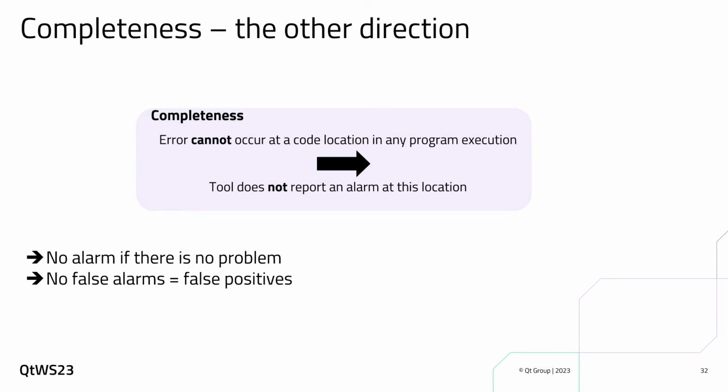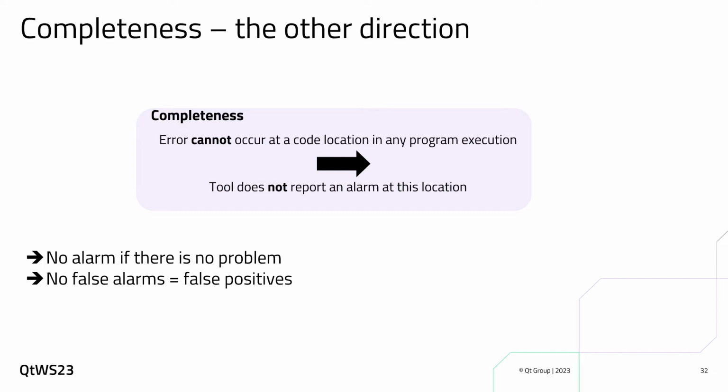And what does this say? If an error cannot occur at a code location in any program execution, then the tool also doesn't report anything. You see, this is just the dual. Yeah? It's just the other way around. So there's no alert or alarm if there is no problem. Yeah? And so here you have no false positives, which is, of course, something everybody likes.